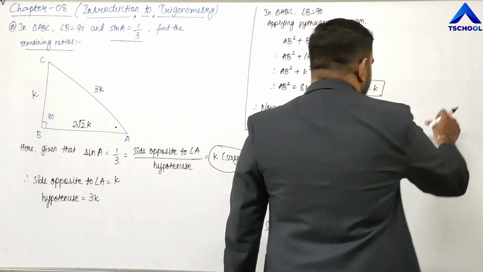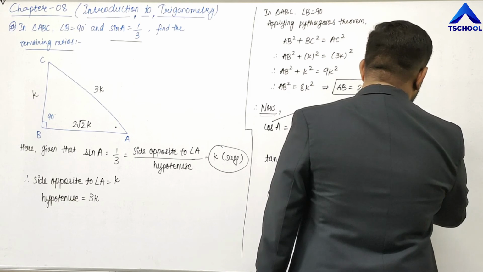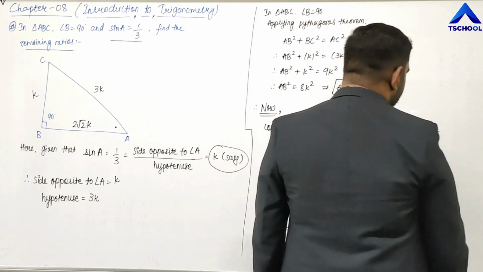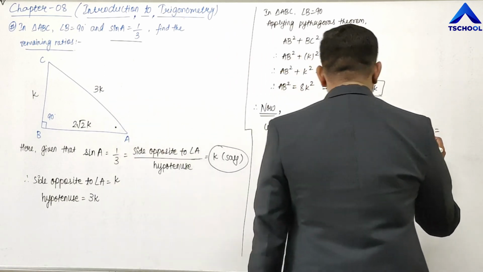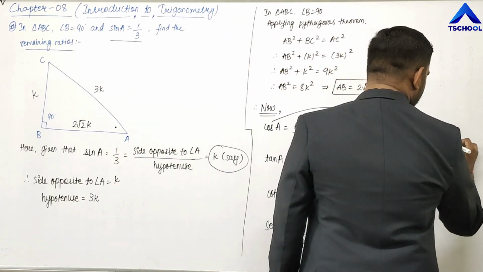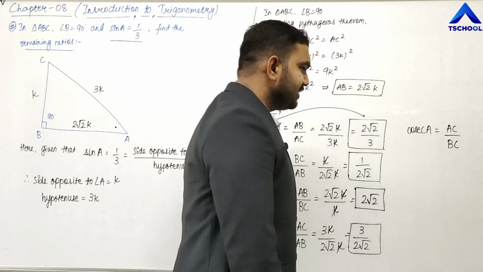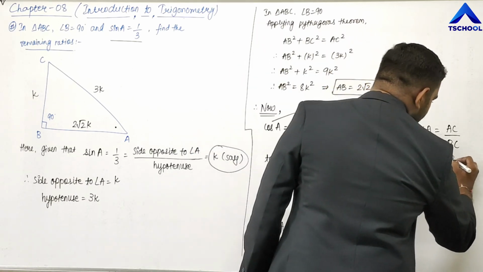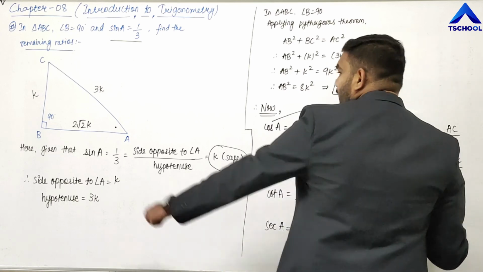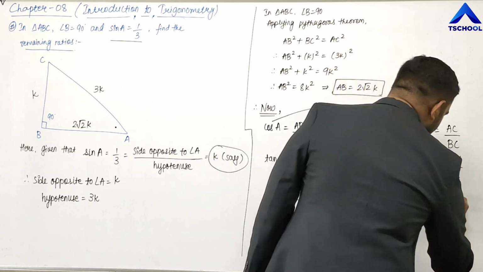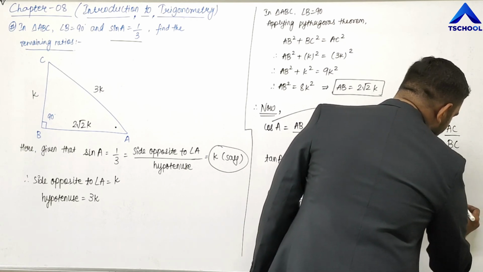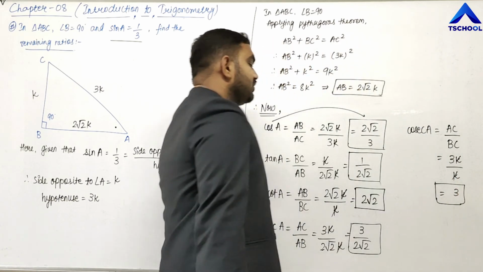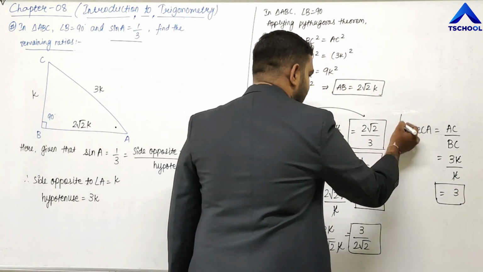And the fifth one, let me write down here, that is cosec A. Cosec A is hypotenuse upon side opposite to angle A. So what is hypotenuse here? AC upon the side opposite to angle A, that is BC. What is AC equal to? 3k upon the side opposite to angle, which is k, k and k are cancelled, that is 3 upon 1, or simply you can write it like 3. Right? So these are the 6 different ratios.